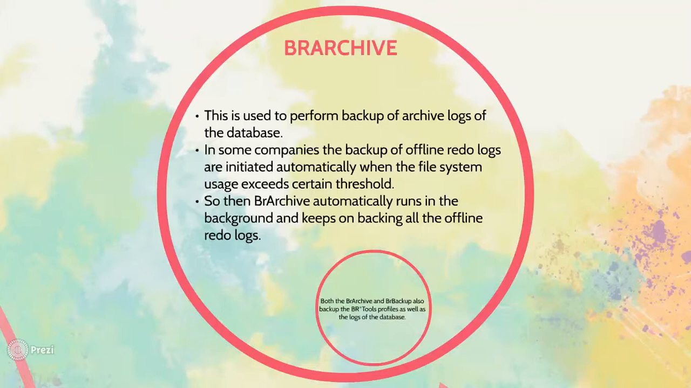In some companies, like in the previous one that I worked, the offline redo logs backup are initiated automatically when the file system usage exceeds a certain threshold. Say for example, any file system which carries the BR archive logs, like ARC or any file system. Say for example, the file system threshold exceeded 40% or something. BR archive instantly kicks in and then keeps on backing up all the files, just to make sure that that file system is not 100% full.